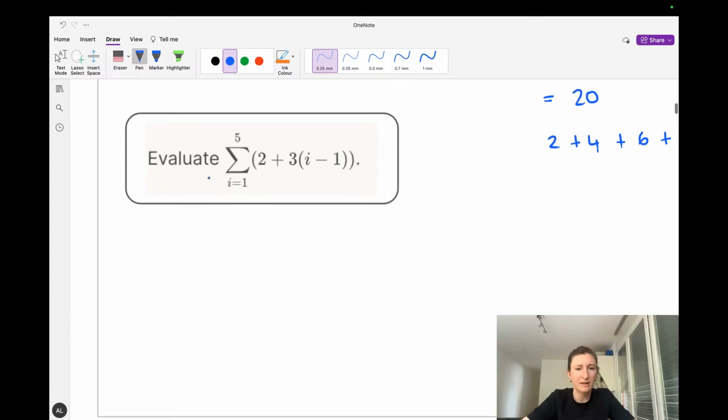All right, so we need to evaluate this. It's saying that we take the sum of this formula here. We start with i equals 1, and we go until i equals 5. So this is our starting point, and this is our ending point. Careful, because sometimes it starts at 0. So now we know we're going to have 5 terms because we're going from 1 to 5.